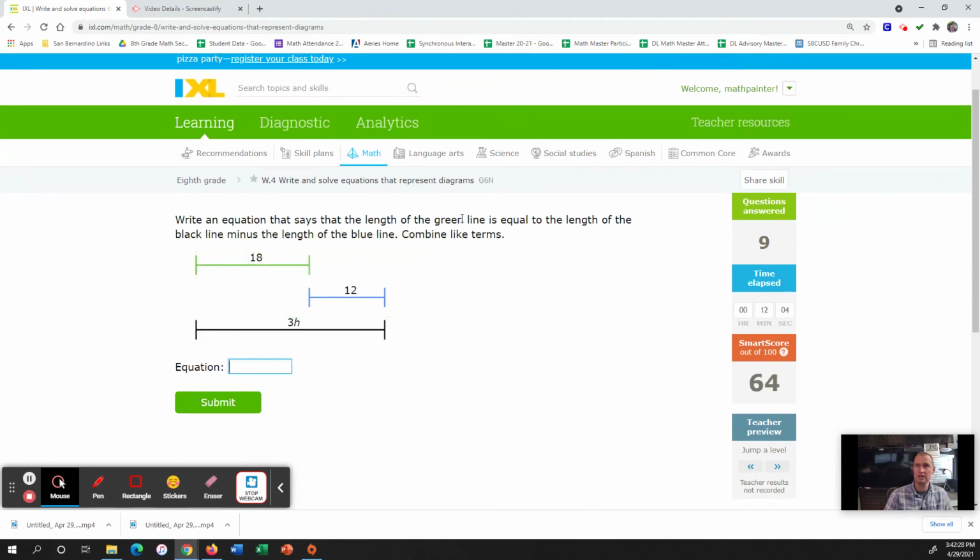Write an equation that says the length of the green line is equal to the length of the black line, minus the length of the blue line. This is where the directions came in handy.